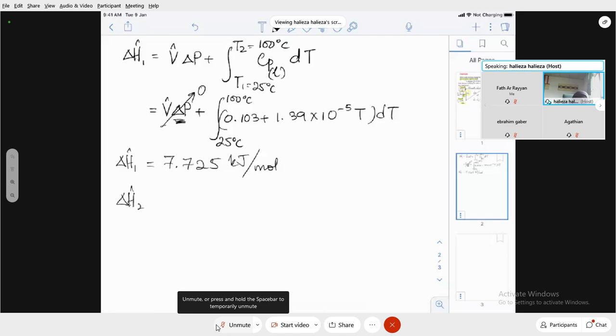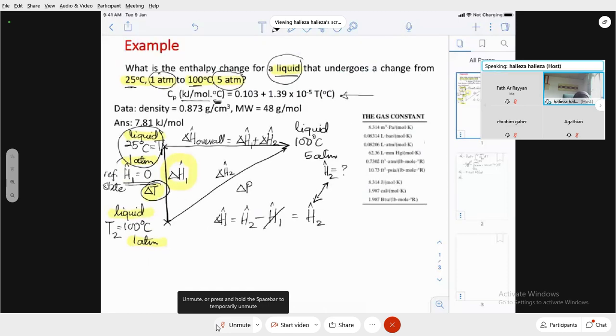Let's go back. The second step, which is that enthalpy change, involves change in pressure. Only pressure change. Why? Because when you start, you are at 1 atm, you end up at 5 atm. Initially, you are at 1 atm. Your temperature is the same. So it's only a change of pressure.